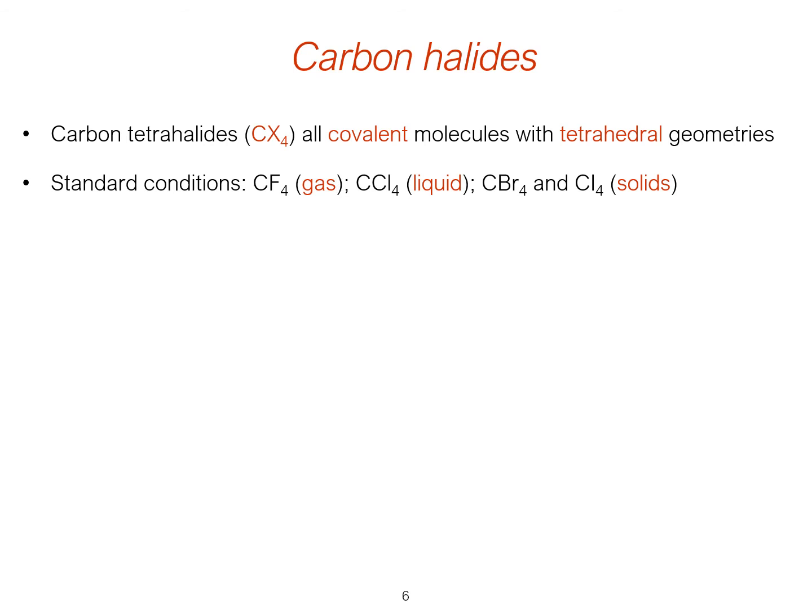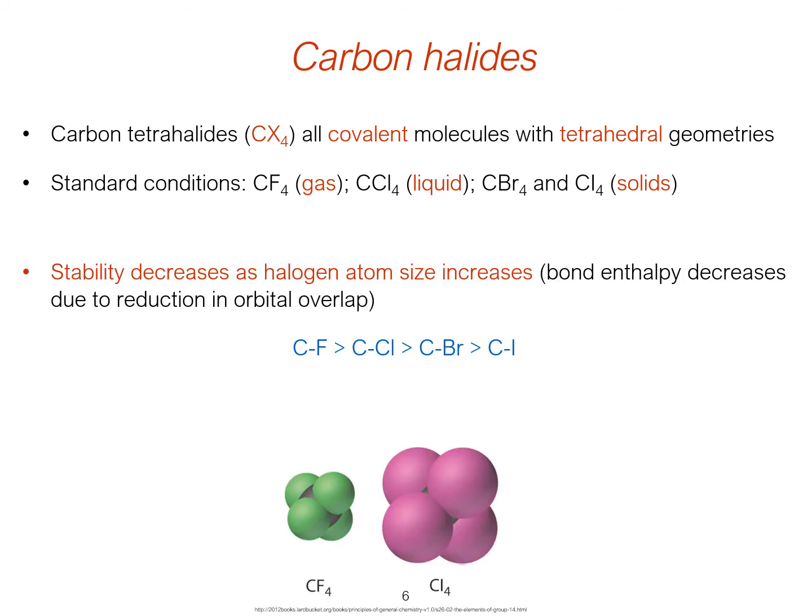So moving on to the halides of carbon. These are all covalent molecules with tetrahedral geometries. So the carbon orbitals are sp3 hybridized. And under standard conditions, the fluoride, CF4, is a gas, CCl4, which is carbon tetrachloride, is a liquid, and the bromide and iodide are solids.